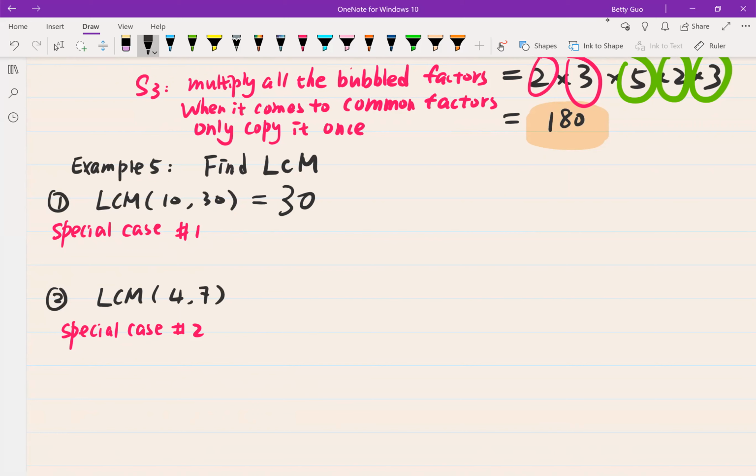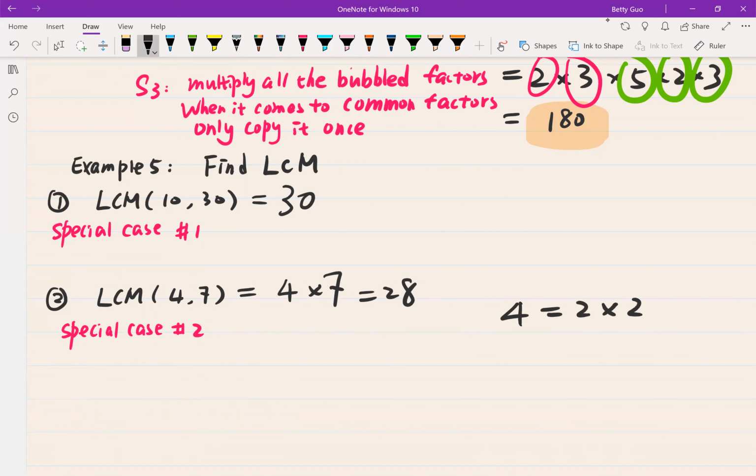Number 2, least common multiple of 4 and 7. Yes, that's special case number 2, mutually prime. 4 and 7 are mutually prime. Remember, if two numbers are mutually prime, then their GCF is 1. And what happens to their LCM? Their LCM is going to be their product. 4 times 7, 28. Let me explain.